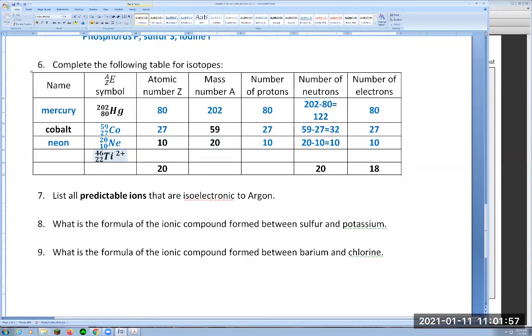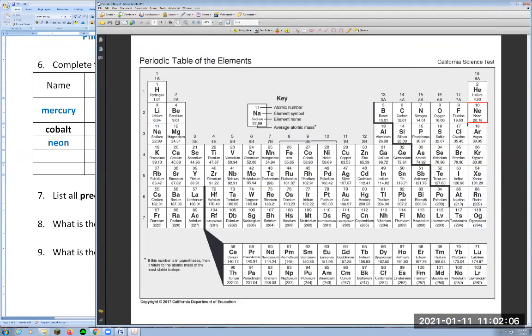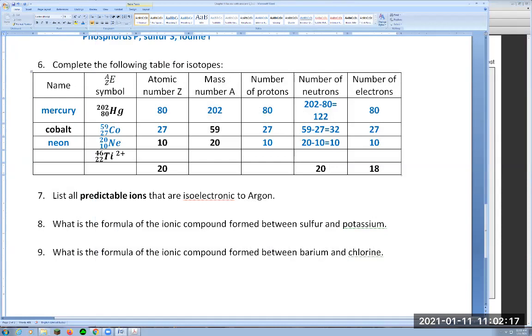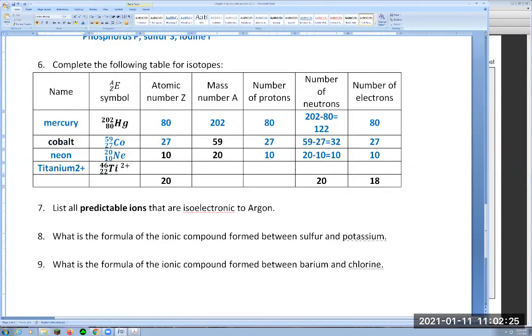Next, we have titanium. Well, I shouldn't say that, it's Ti. So let's look for Ti in the periodic table. Ti is here, and that's titanium, as I said, with atomic number 22. So we have the name, we have the symbol, we have the atomic number. So titanium 2 plus, you know, it's an ion, 2 plus. Atomic number 22, and that was also given here, right? Remember how the lower number is the atomic number.